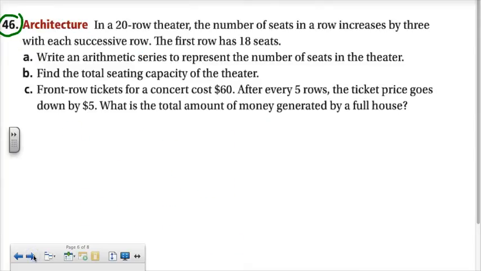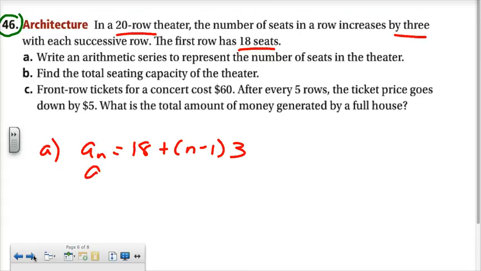Number 46, a little bit different. This one says in a 20-row theater, the number of seats in a row increases by 3 with each successive row. The first row has 18 seats. So A is just write an arithmetic series to represent the number of seats in the theater. I need a rule in order to do that. So I'm going to go with the rule, and the first row is 18 seats, increasing by 3.